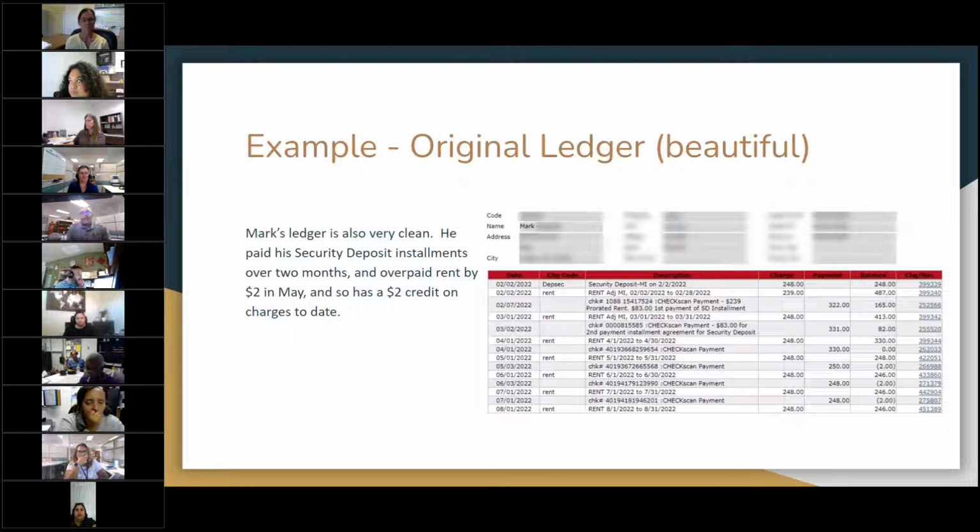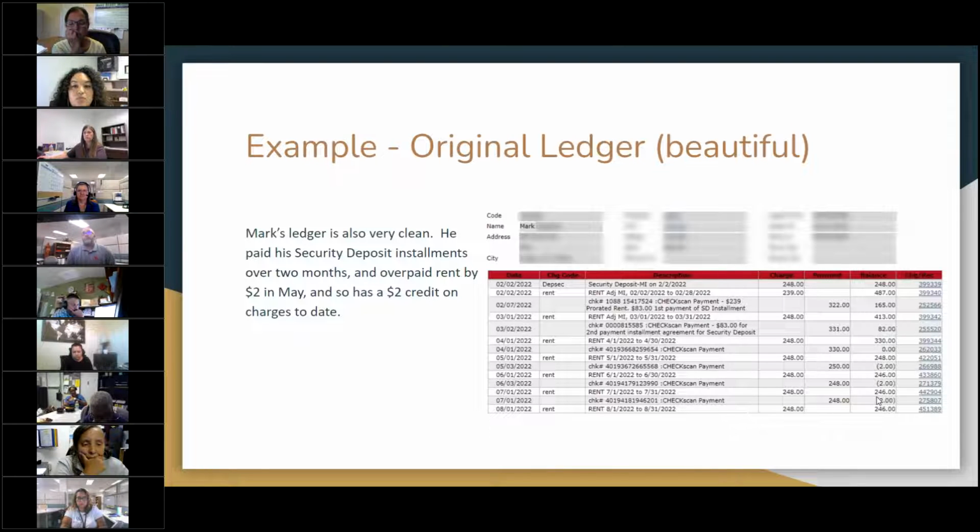When you look at his ledger, it's perfect. If they all looked like this, that would be wonderful. We can see as of July 1st, his balance is negative $2, and that comes from him overpaying. He paid $250 and only $248 was due. He paid his security deposit in 2 installments, and so he has this $2 credit. Every month he pays his rent on time, and so this is a really clean ledger.